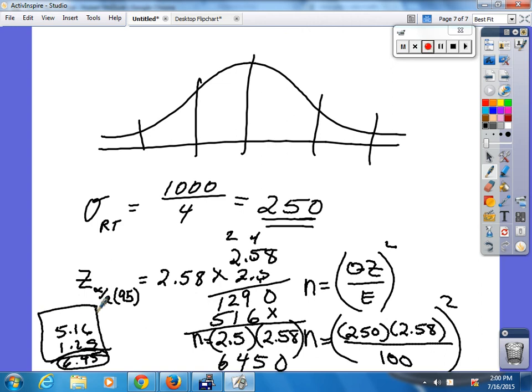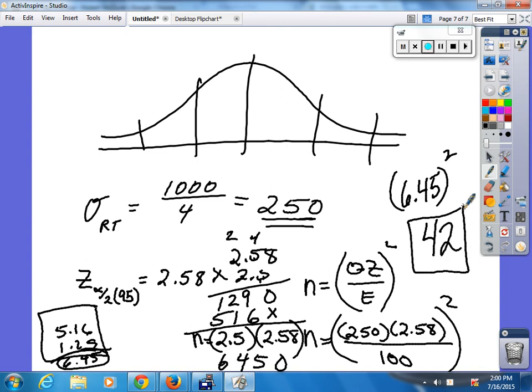All right, so 6.45. What are we finding? Well, we take that 6.45 and raise it to the what? Now, use your calculators to do that. 41.6, which rounds to 42. So you need to research 42 people in order to get a 99% confidence interval based on the range rule of thumb for standard deviation. And that's what happens when you don't have a standard deviation.